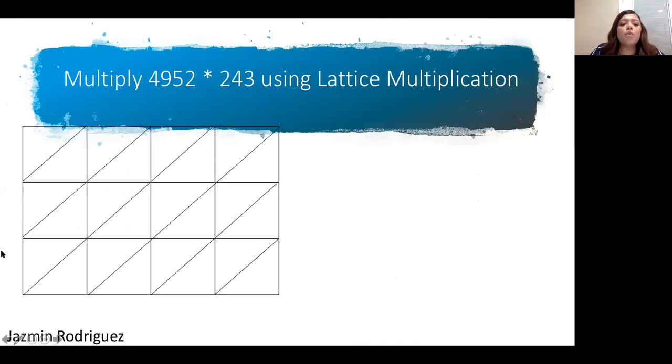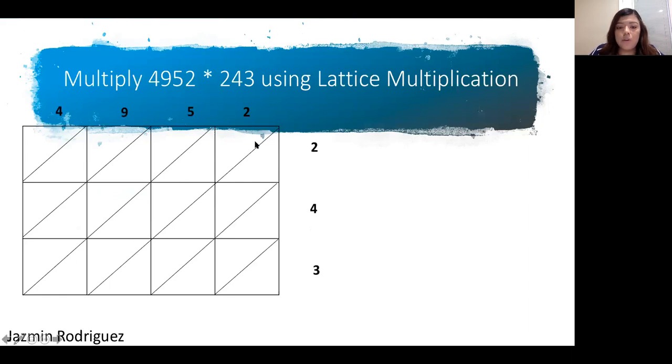All right, and then this one we've moved up to the thousands place, so we're going to have a little bit bigger lattice chart. So we'll go ahead and start placing our numbers across. So we'll start with our thousands, which is 4, 9, 5, and 2. So 4,952 times 243.